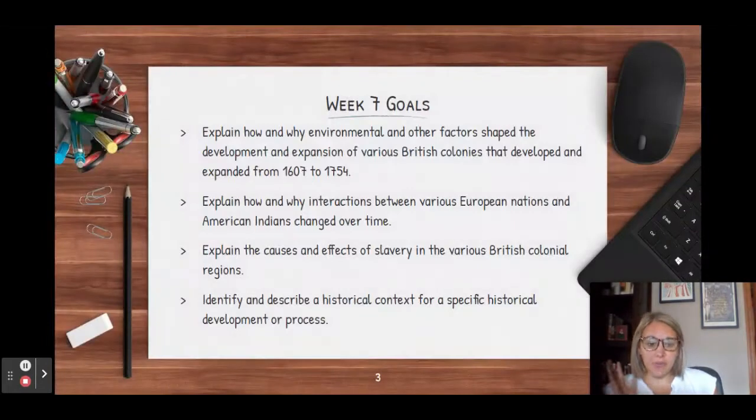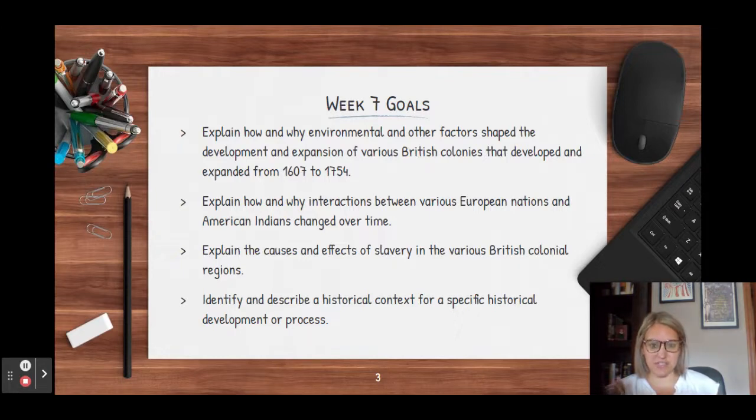So we are wrapping up our series of 4 lessons on the British colonies. We've worked through the factors of why the colonies developed and expanded, interactions with American Indians, and causes and effects of slavery. And today, the skill-based objective that we're going to be working on is identifying and describing a historical context for a specific historical development or process.